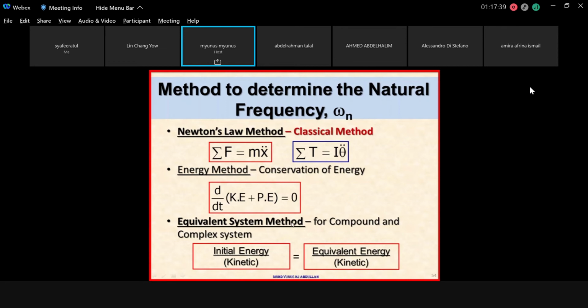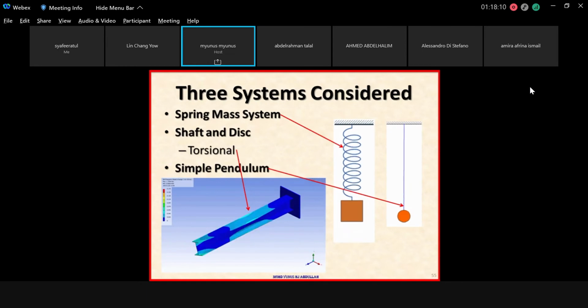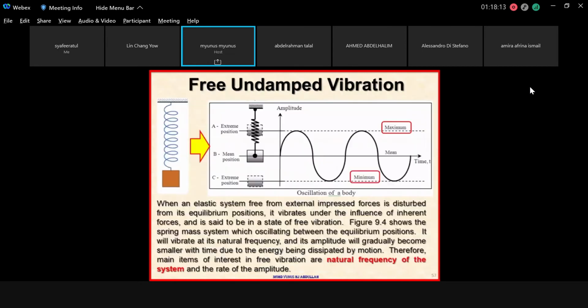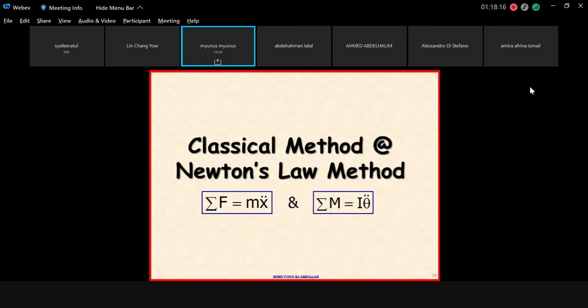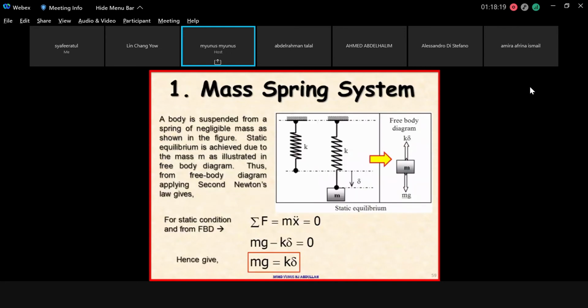The equivalent system method, or some call it lumped-mass system. If you find it in a book, don't look for the equivalent system, but look for lumped-mass system. There's no equivalent in the books. Typically lumped-mass system; many books talk about lumped-mass system. So what is lumped-mass system? When we come to the example, we will explain the details. At the moment, let us focus on this one, the classical method.